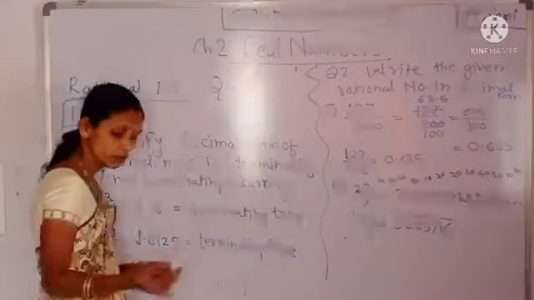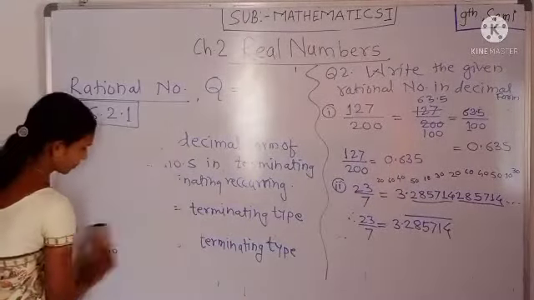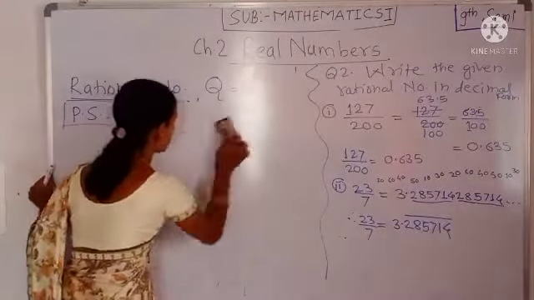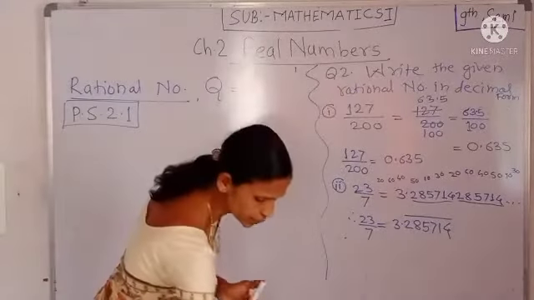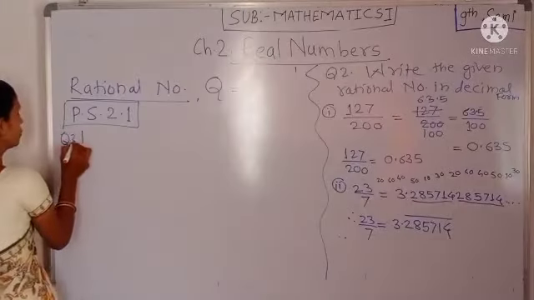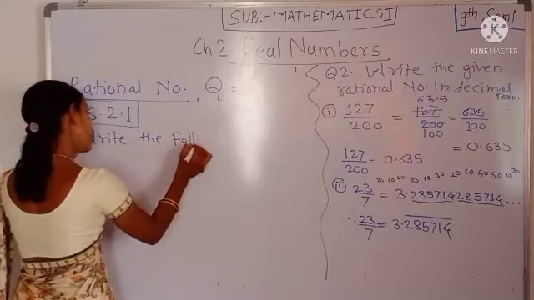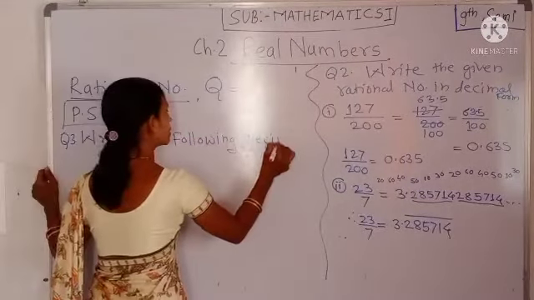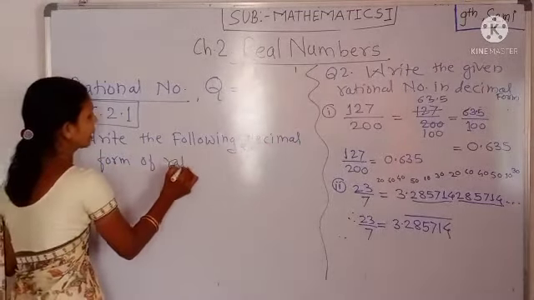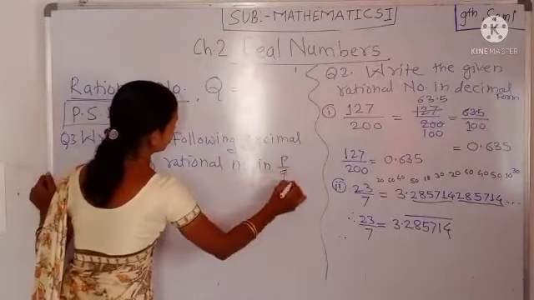Then the question number 3, which is given here, in which the rational numbers are given in decimal form, we have to express those rational numbers in P/Q form. Then in question number 3, write the following decimal form of rational numbers in P/Q form.